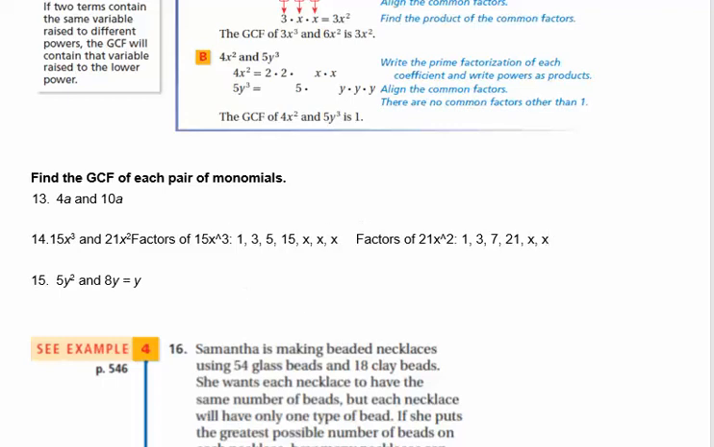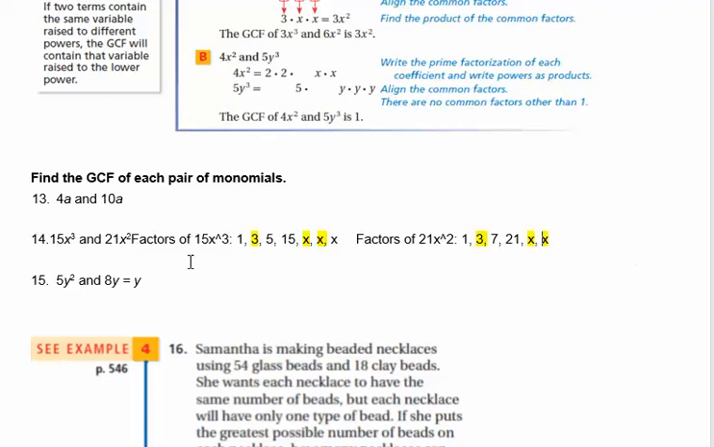So what's common between these two? We have a 3 in the 15x cubed. We have a 3 in the 21x squared. That's all the common ones. We have an x in 15x cubed, and we have an x in the 21x squared. Anything else that's the same? Yes, we could do another x. There's another x in each of them. So I'll highlight that as well.